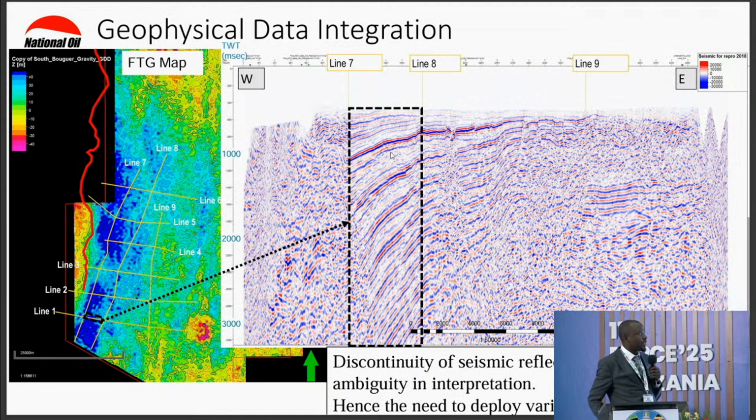This map shows an FTG grid, and on it still we have about 9 lines of seismic lines that were conducted in that area some time back. Some are running from east to west, and 3 of the lines are running from north to south.